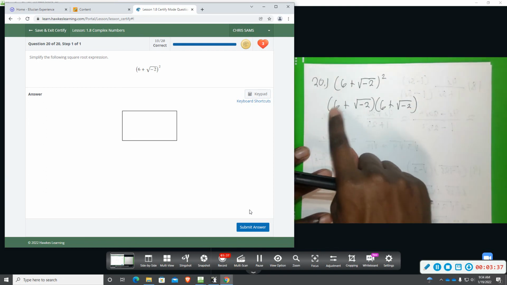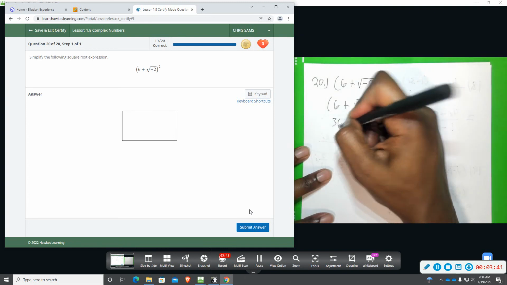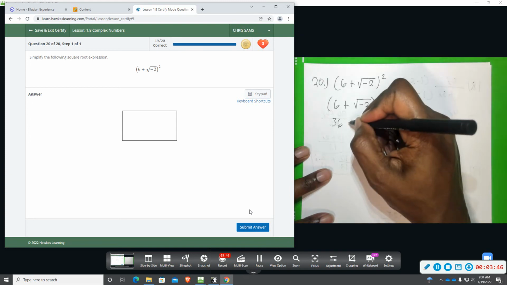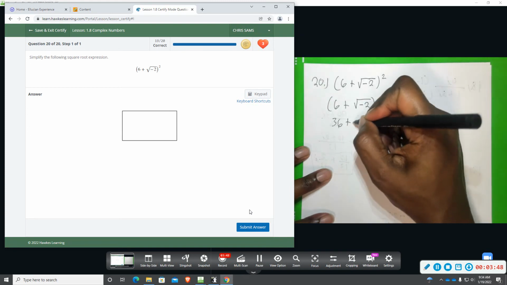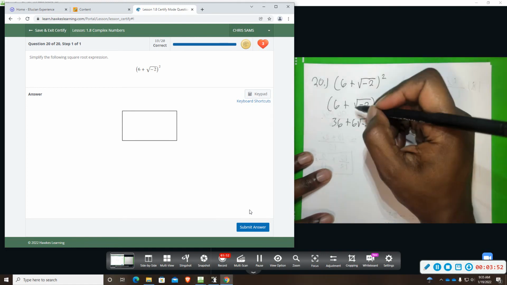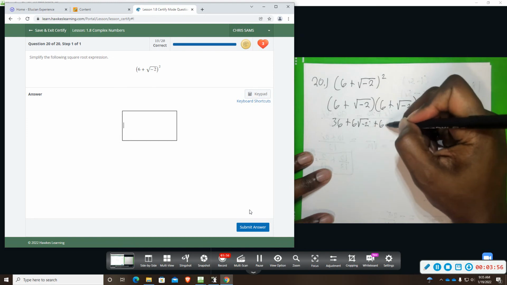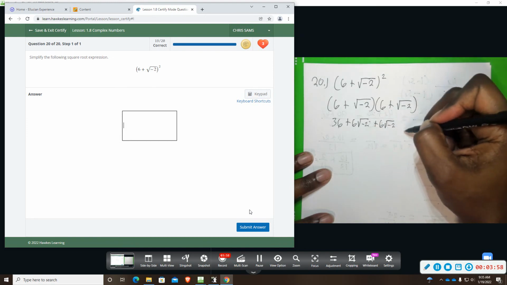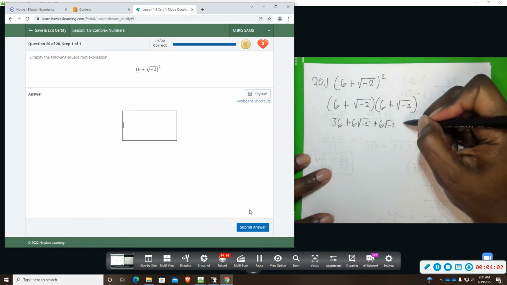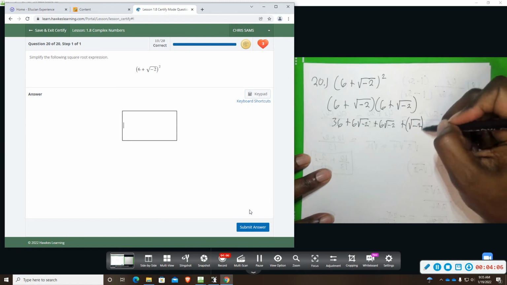And I'm going to FOIL. 6 times 6, 36. 6 times square root of negative 2, that 6 attaches to the outside, so plus 6 square root negative 2. And then 6 times square root of negative 2 again, plus 6 square root negative 2. And then the square root of negative 2 times the square root of negative 2, I'm going to write it as square root of negative 2 quantity squared.